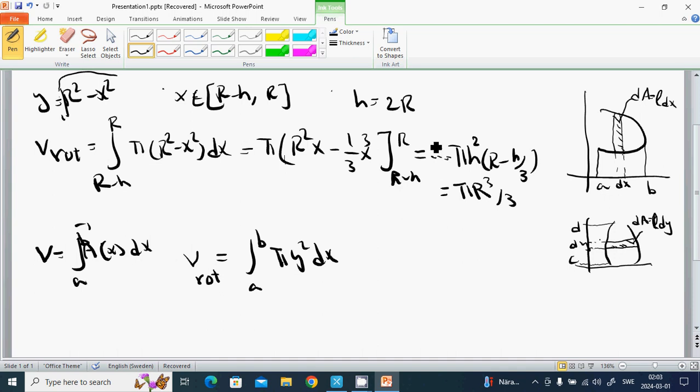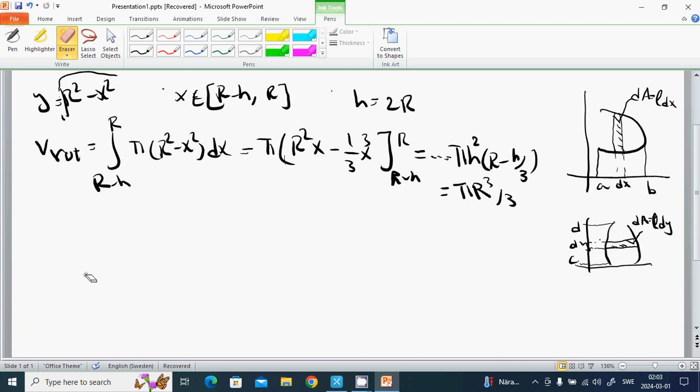We are going to do another method for calculating the area of a rotated volume.